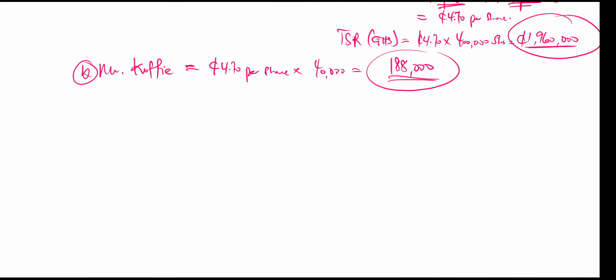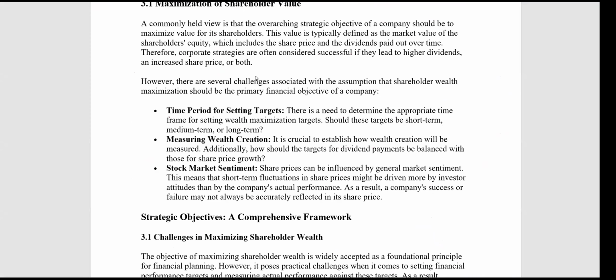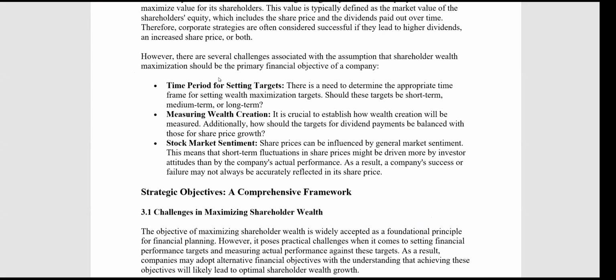Okay, so we've understood maximizing shareholder value, but there are several challenges associated with that. Shareholder wealth maximization should be the primary financial objective of a company. Sometimes there may be an issue with the time period we use to set our targets. So there's a need to determine the appropriate time frame for setting wealth maximization targets. Should these targets be short-term, medium-term, or long-term?